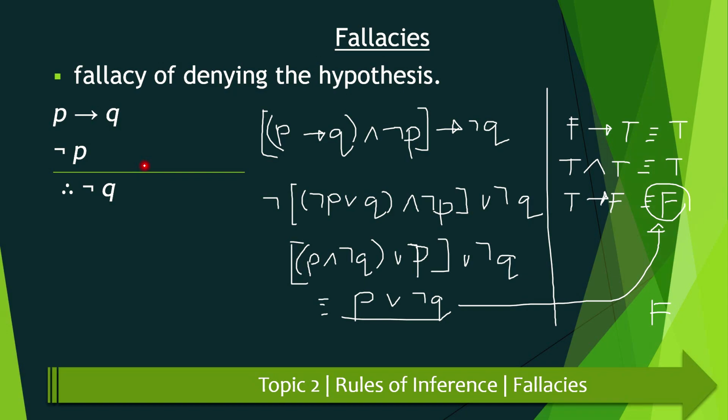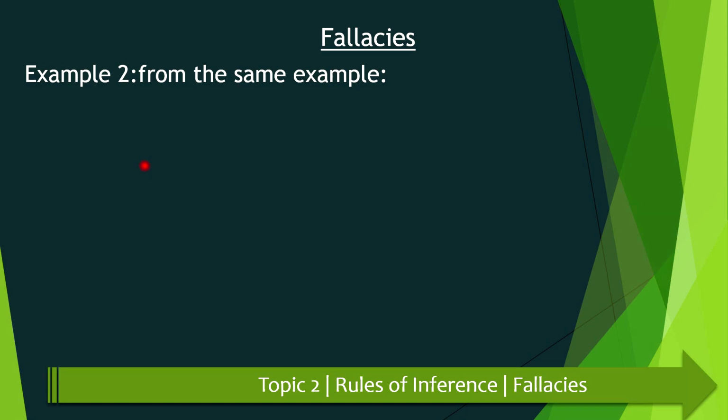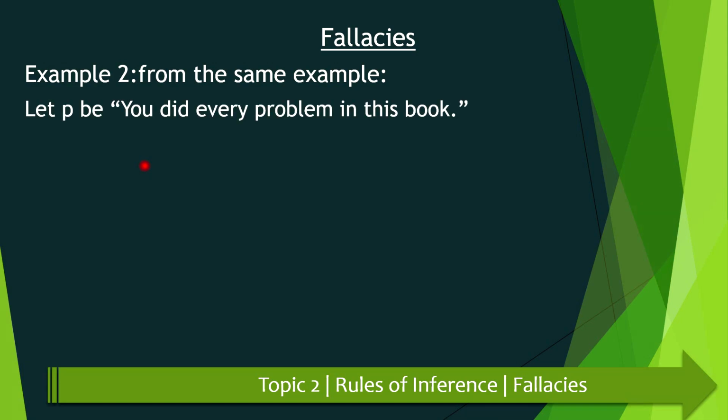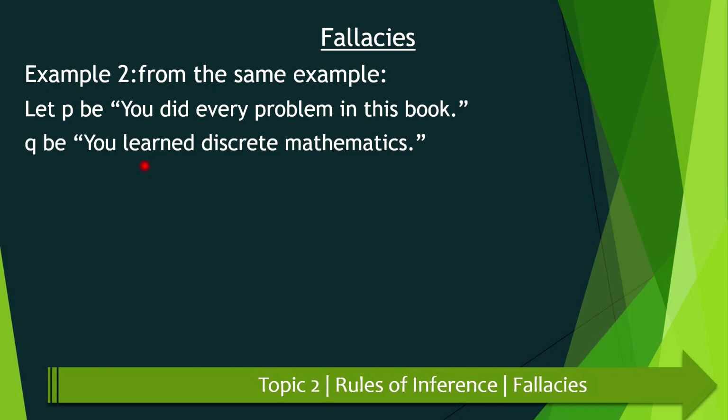Now let's proceed to an example. Following from the same example, let P be you did every problem in this book, and let Q be the proposition you learned discrete mathematics. So it is not a tautology because it is false when P is false and Q is true. And many incorrect arguments use this incorrectly as a rule of inference. Thus, this type of incorrect reasoning is called the fallacy of denying the hypothesis.